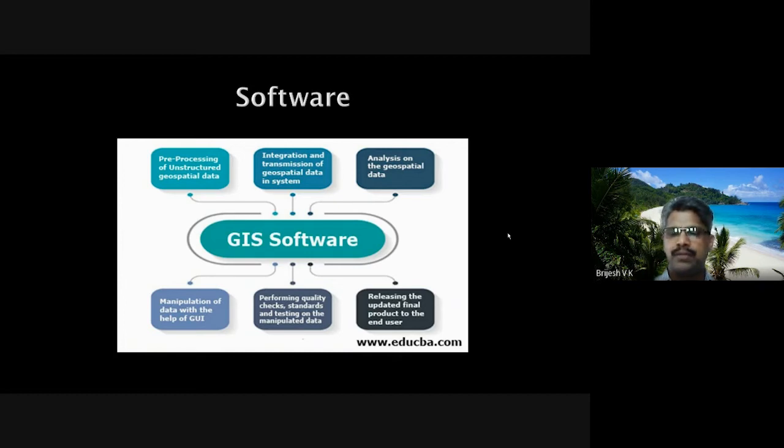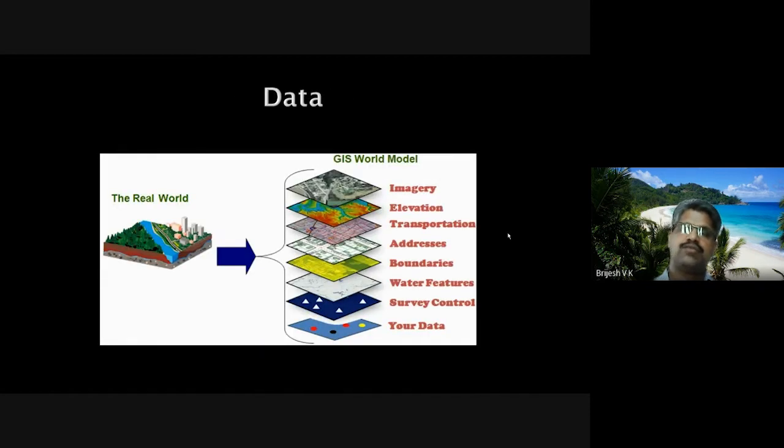Releasing the updated final product to the end user. That is, it can be in the form of a map, sometimes it may be a chart, sometimes it may be a diagram, everything that will be there in the form of an output. That is also the duty of a GIS software. Okay, so this is GIS software.